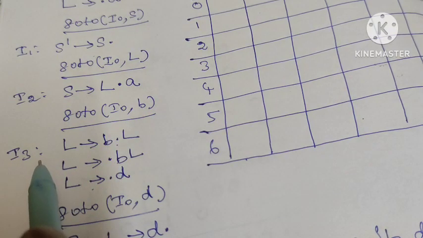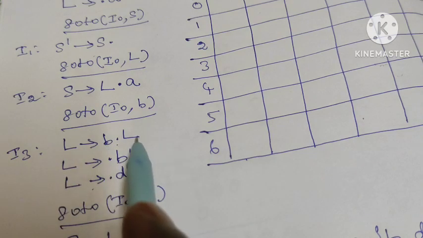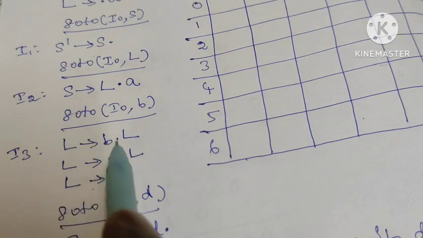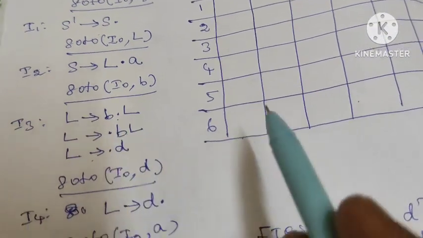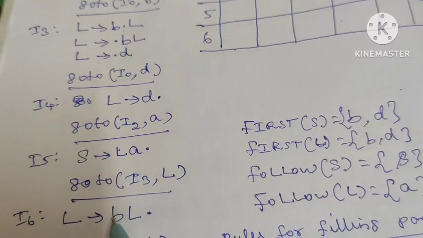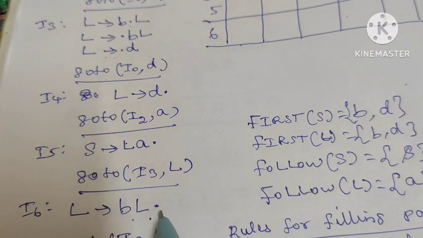So only one item set is there. Now when you come to item set 3, you can see a dot before L. So we have to process this go to of I3 comma L. So it will become BL dot, isn't it? So we will go for go to of I3 comma L. So it has become BL dot. Since this is a new item set, new production, we will write it as item set 6.